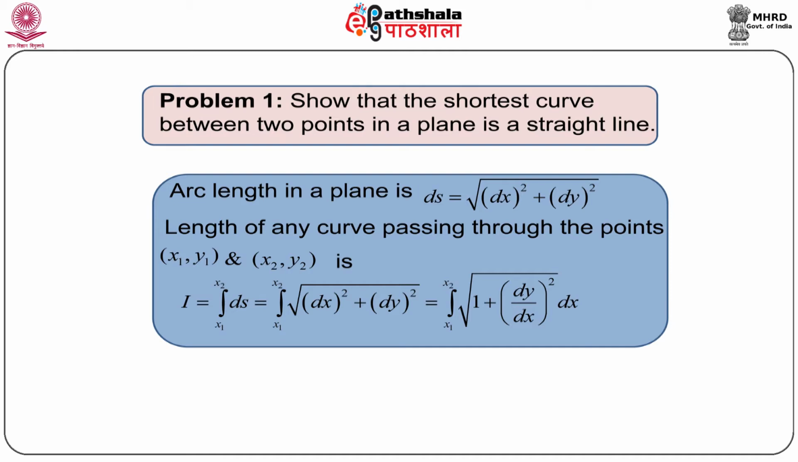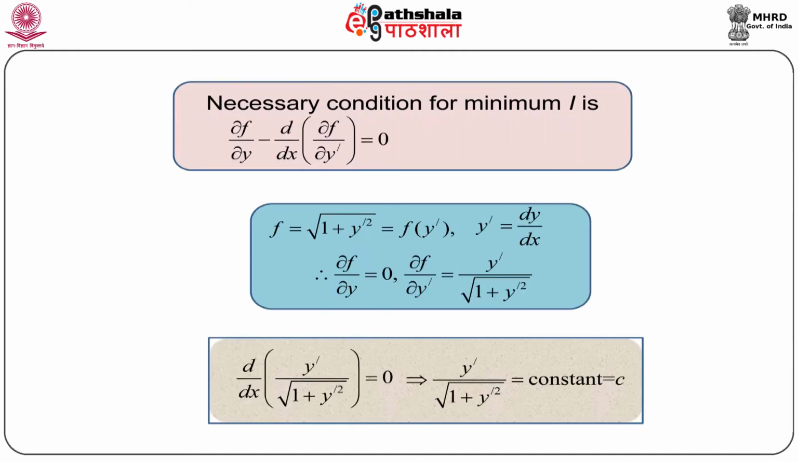Here s is the arc length, please note it. Since we have to find the shortest curve, I must be minimum. The necessary condition for this is del f by del y minus d/dx of the first order partial derivative of f with respect to y dash equal to 0. This is nothing but the Euler-Lagrange equation.